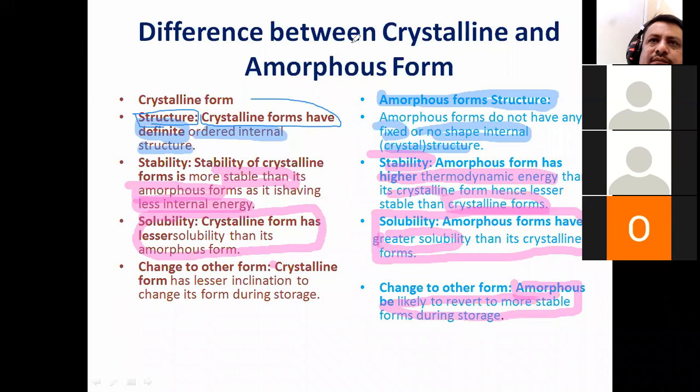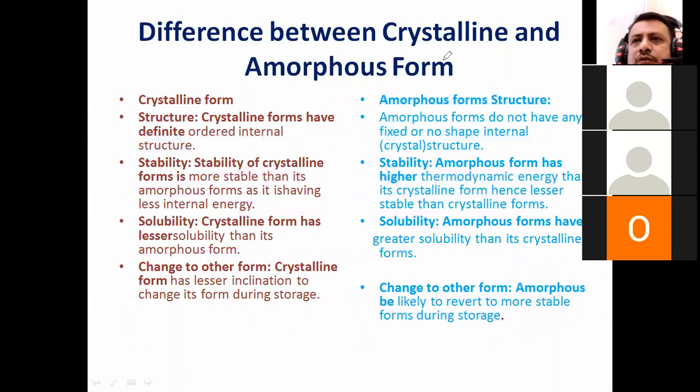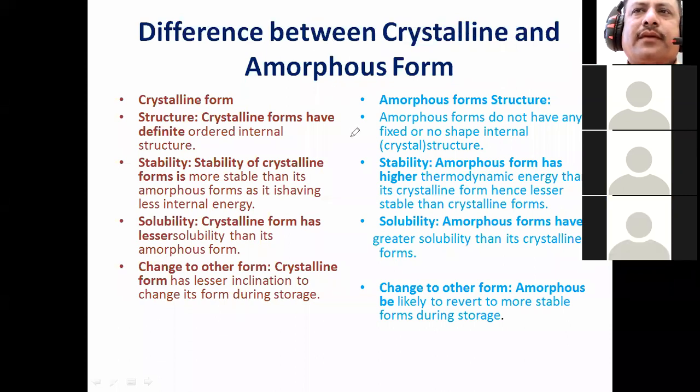Do you want me to repeat this again, or is it understood by you people? So these are the 4 differentiation points on the basis of which we have differentiated the crystalline form and the amorphous form. I hope you students have understood those. Hello. Yes, sir. Okay.